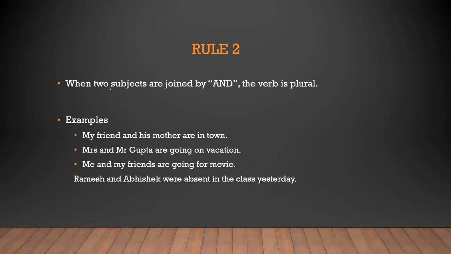Next is, when two subjects are joined by and, the verb is plural. So and is what? It is a conjunction. And when two subjects are joined together by the word and, the verb is plural. Just like my friend and his mother are in town. So two subjects are joined together with and. So are in town, a plural verb.